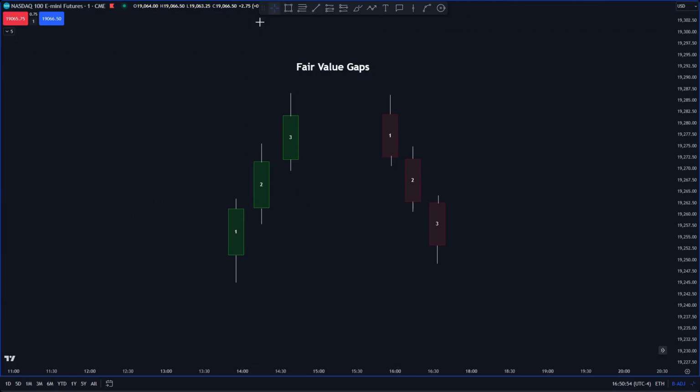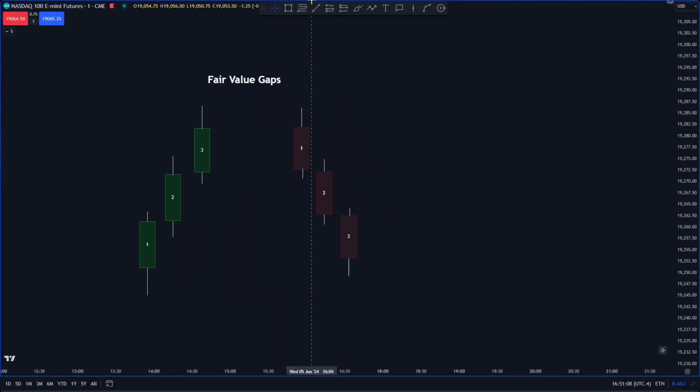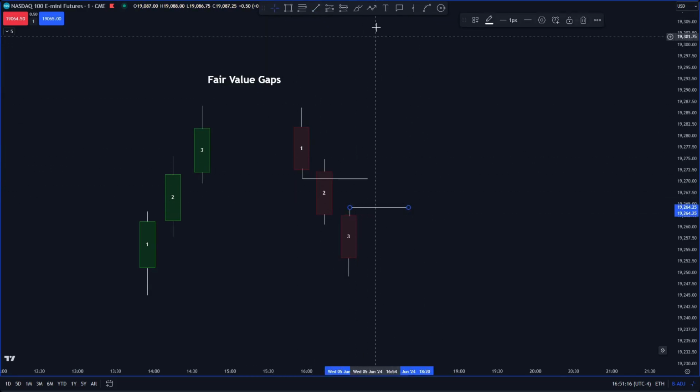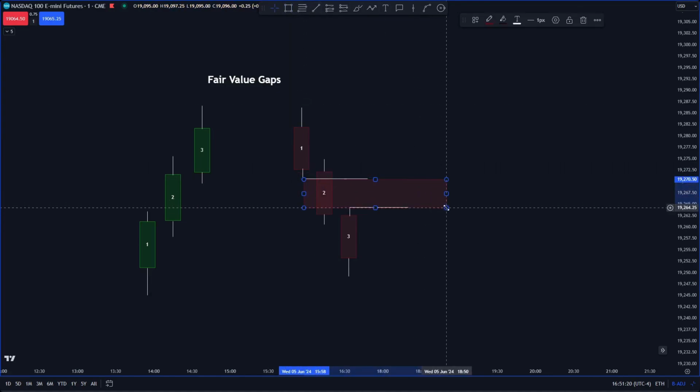And if you guys aren't familiar with what a fair value gap is, basically, a fair value gap is just a 3 candlestick pattern in which the first wick and the third wick do not overlap. So there's kind of a void in between, like this right here, right? And this is another bearish example. So in this bearish example, the bottom of the first candle and the top of the third candle do not overlap. And this is what creates a fair value gap.